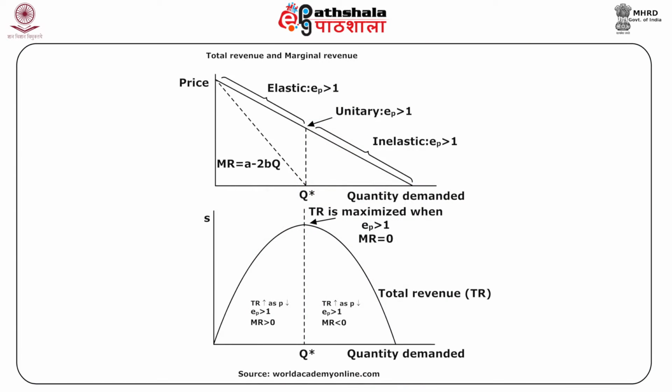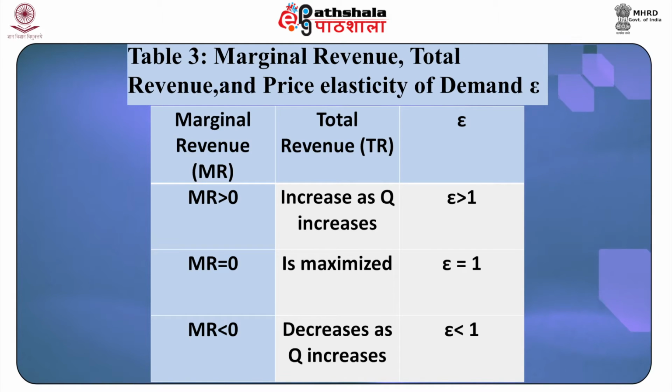Hence, for the entire range where marginal revenue is positive and the good is relatively elastic, TR is increasing with Q. This is depicted in the lower panel of figure 7. After that, at the point MR is equal to 0, where elasticity is 1, TR is maximum. After this point, MR becomes negative and elasticity is less than 1 and TR declines as Q increases and price falls. This relation has been summarized in the table 3.